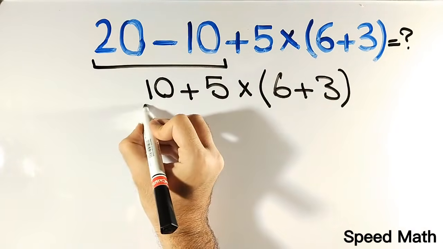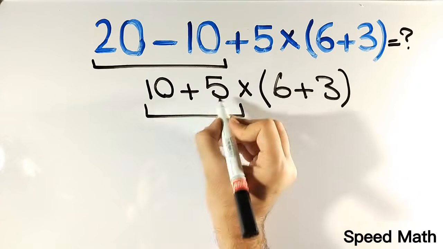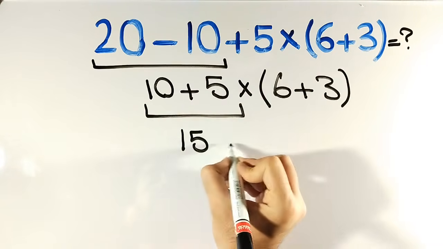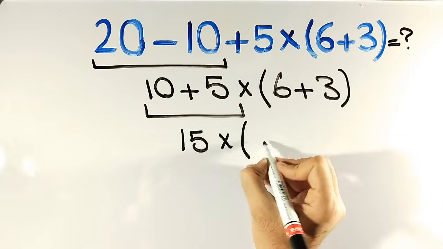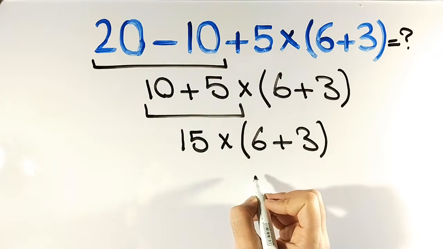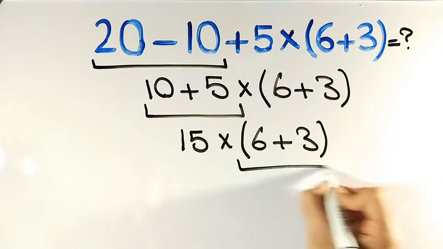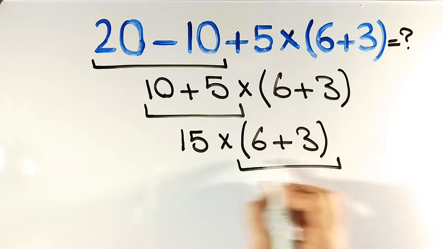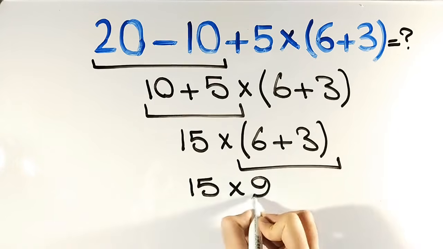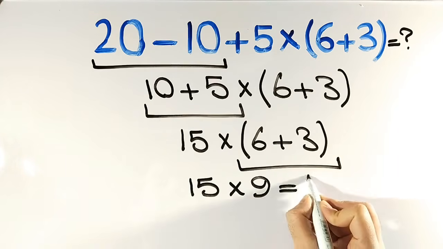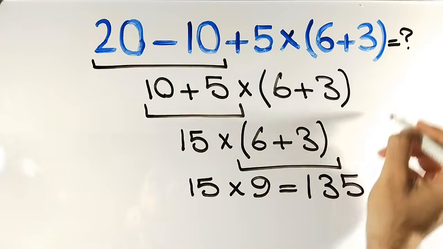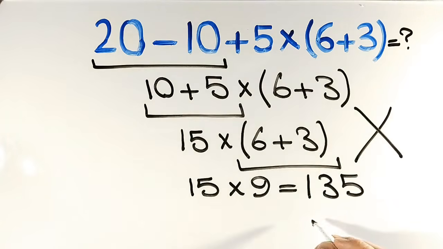And the next step, they go for the addition between 10 and 5. And instead of this expression, they write 15 multiplied by open parenthesis 6 plus 3 close parenthesis. Then they go to the expression inside the parenthesis, and instead of this expression, they write 15 multiplied by 9, which finally gives them the answer 135. However, this answer is actually incorrect.